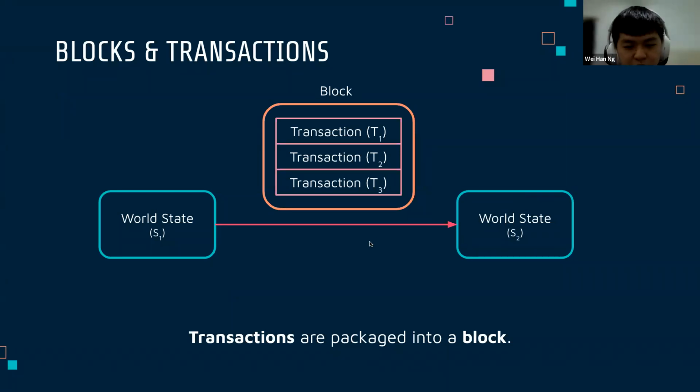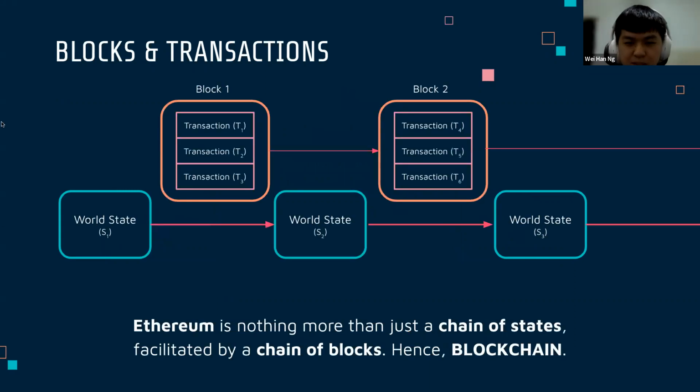Now if we connect everything together, you have something like this. Because, like I said, you have multiple world states over time, so a chain of world states is followed by a chain of blocks. So Ethereum is nothing more than a chain of states facilitated by a chain of blocks, and hence the word blockchain, right? Nothing fancy. So this is the high-level overview of blockchain as a whole.